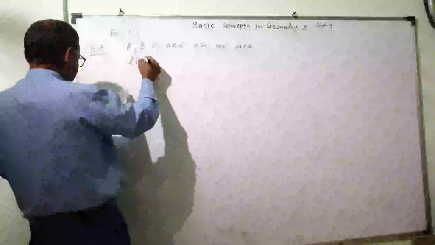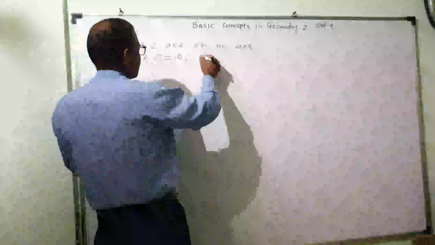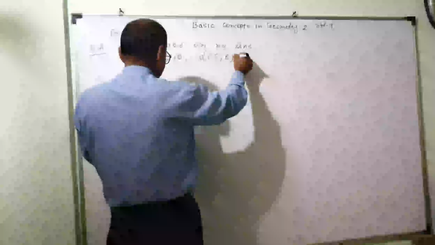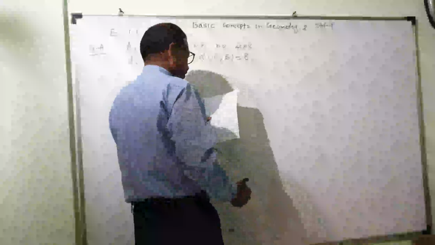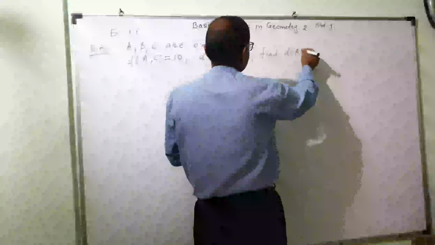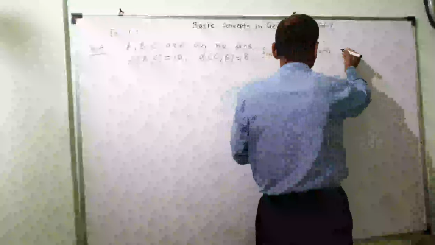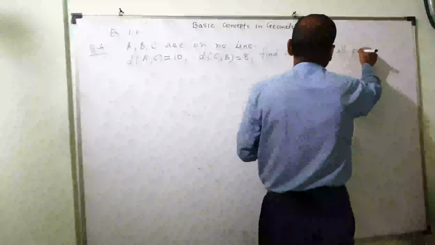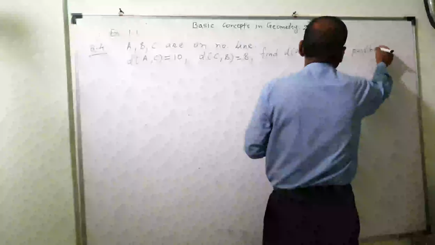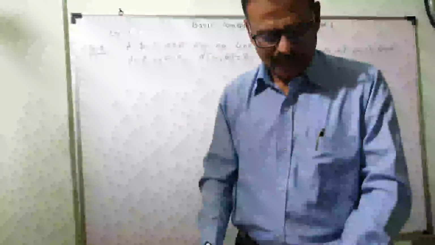If distance AC is equal to 10, distance CB is equal to 8, find distance AB with all possibilities. What are the possibilities in this? That first of all we have to see. Suppose it is A-B-C.